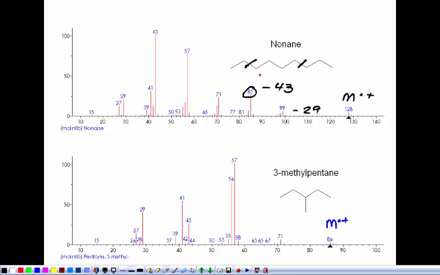So if we go to methylpentane, now we've got a carbon that's tertiary in this. And notice that when I go from 86 to 71, what did I lose? I lost 15 mass units. Well, what does that mean? That means that I basically broke a carbon-methyl bond. But now which carbon-methyl bond would I break? Would I break this carbon-methyl bond, or this carbon-methyl bond, or that carbon-methyl bond? Which one of those bonds is the most likely to break? Either of those or the bottom one?